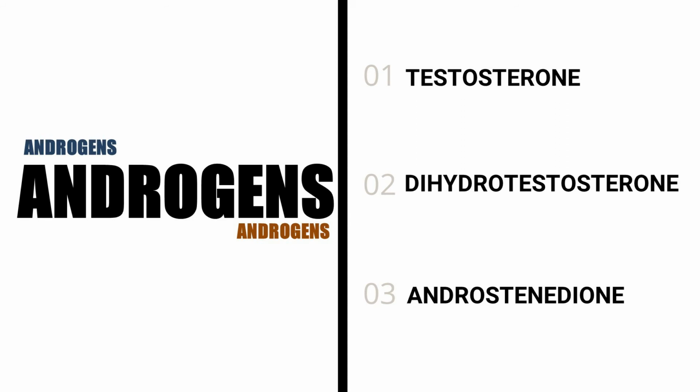Now, what are androgens? Androgens are a group of male sex hormones that include testosterone, dihydrotestosterone, and androstenedione, which are all secreted by the testes. Among the three androgens, testosterone is secreted in large quantities. However, dihydrotestosterone is the most active one, and androstenedione is just a precursor of testosterone and other androgens.